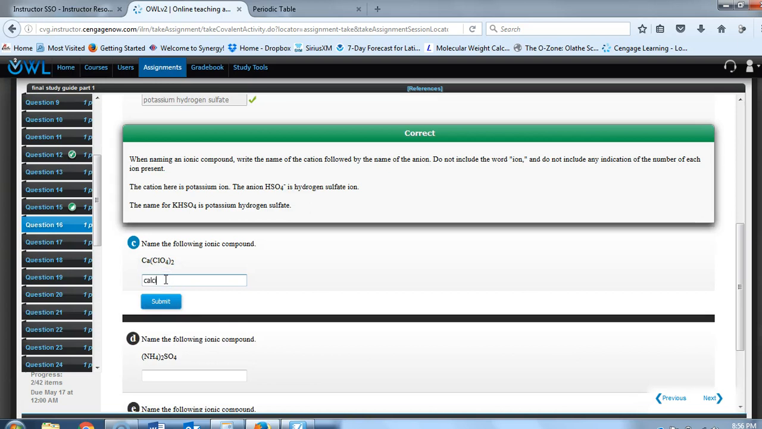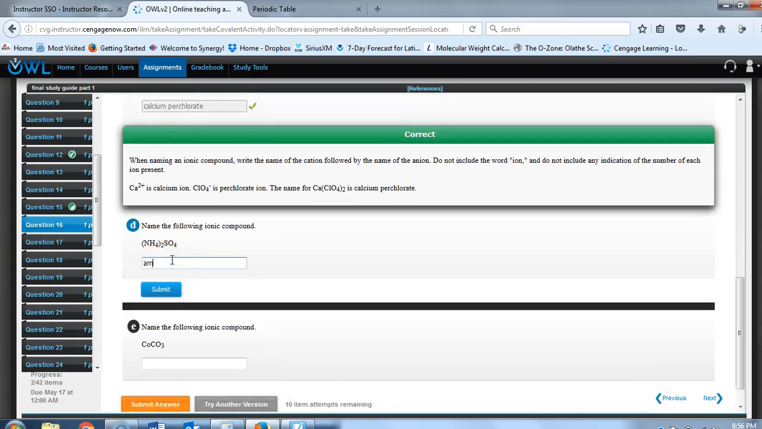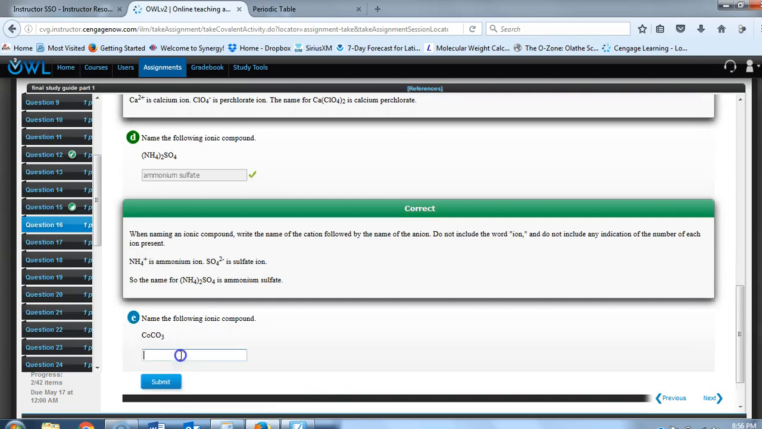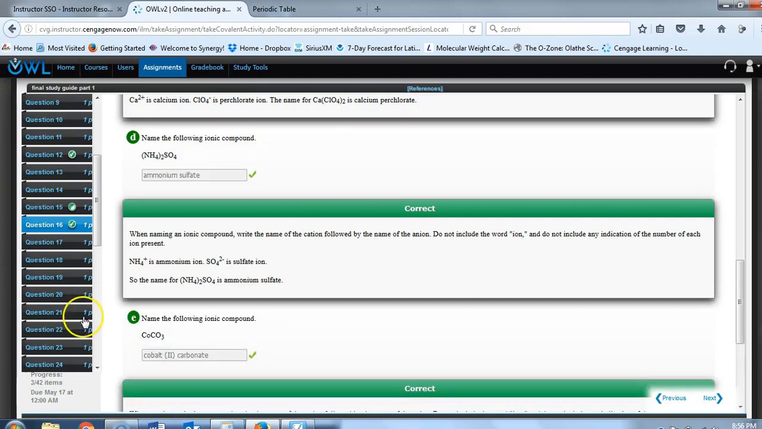Calcium perchlorate. Ammonium sulfate. Cobalt carbonate. Cobalt(II) carbonate. You see what I did? There we go.